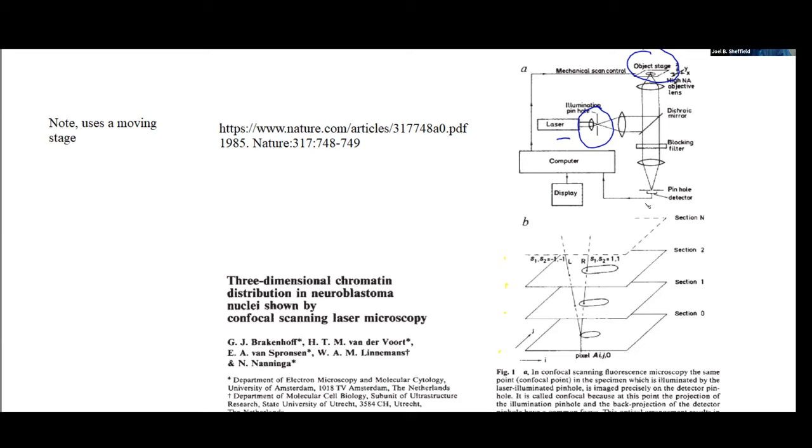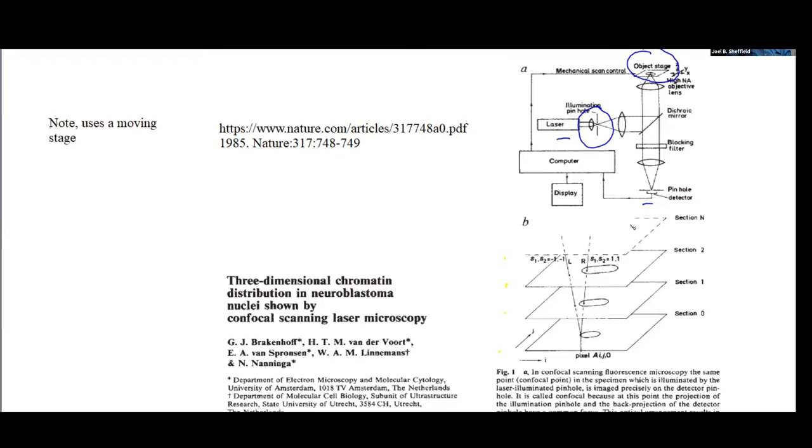Okay. The story is that they sent this paper to Nature with a different title, a title that says, we've just been able to make an extraordinary instrument that can do three-dimensional imaging. And Nature rejected the paper. Apparently, Nature said, we don't do techniques. All we're going to publish is serious results. So they took the exact same paper and changed the title to three-dimensional chromatin distribution shown by confocal scanning microscopy. Kind of an amazing little story in this.